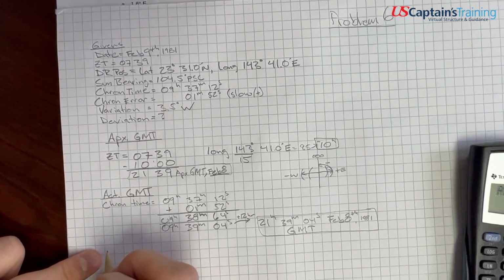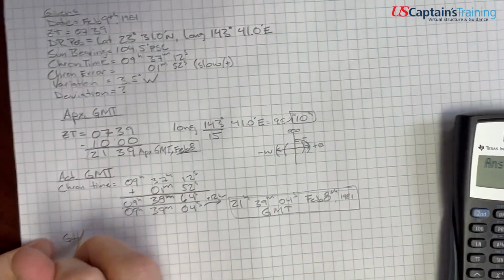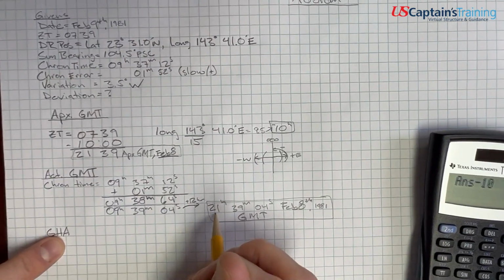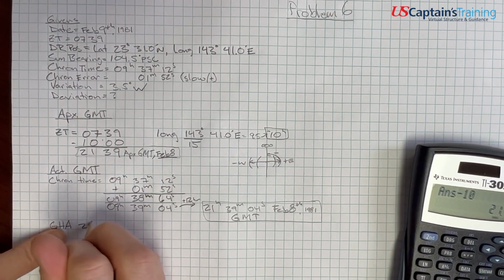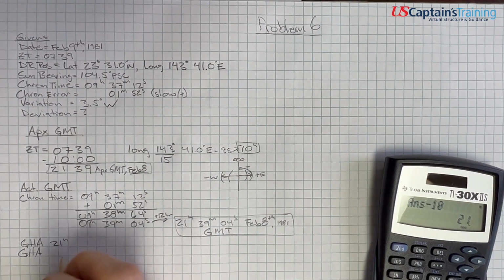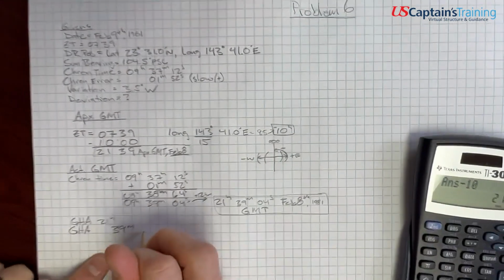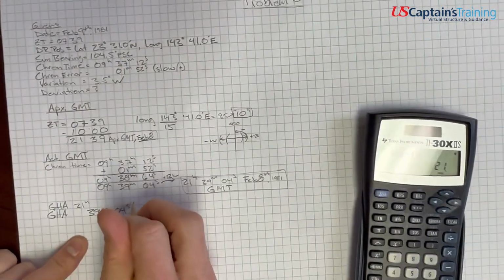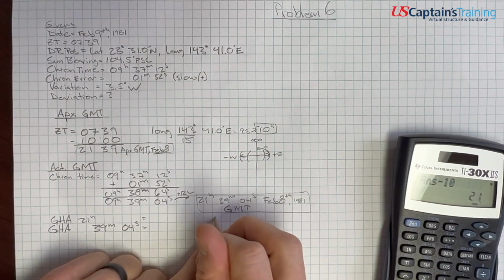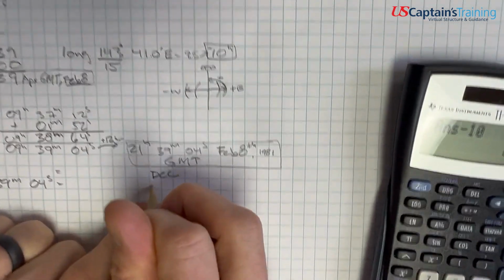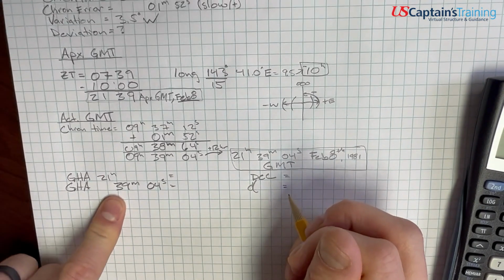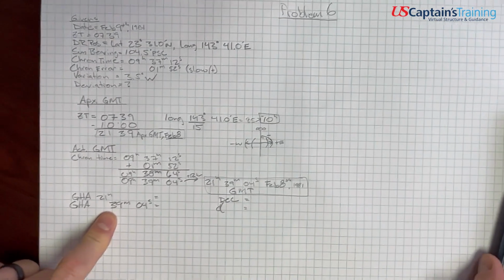We come back over here and let's get the GHA, the Greenwich hour angle of first 21 hours, and then we'll get the GHA of the increments, which is 39 minutes 4 seconds. So those are going to equal some values. And then we're going to find the declination too, because we'll set up the declination and we'll get the D value because this information is on the same page as these. So let's get our GHA for 21 hours.